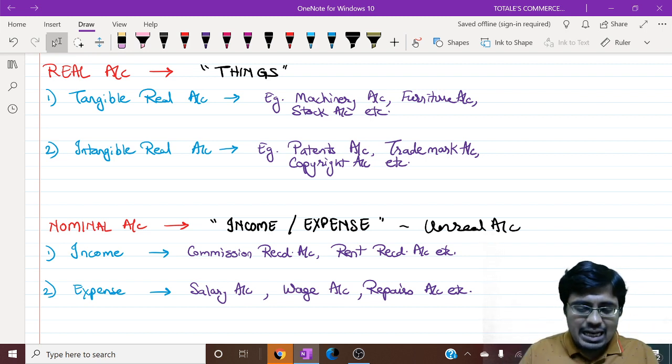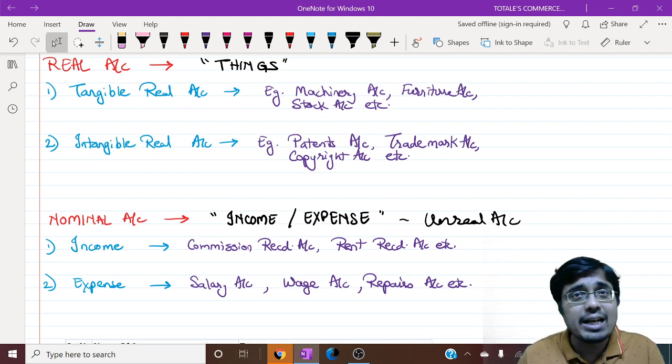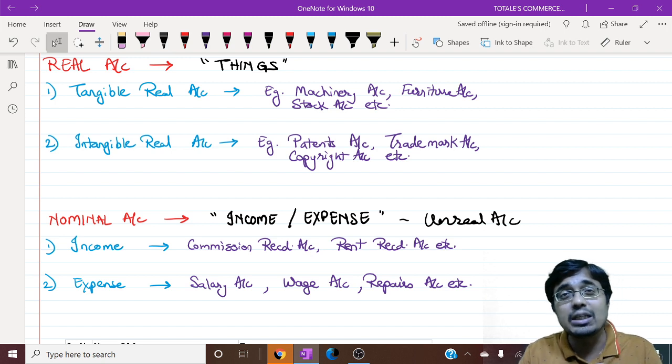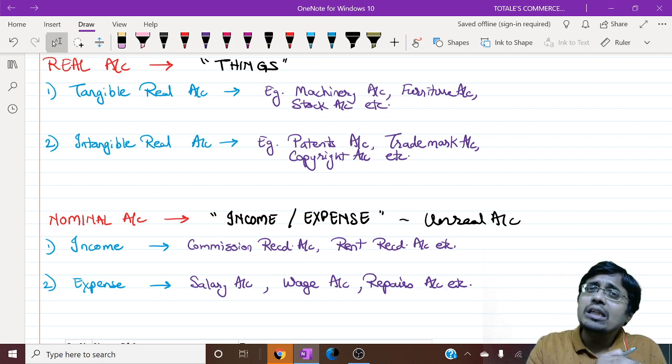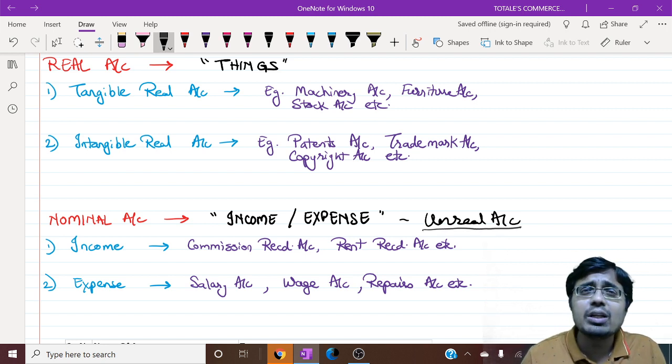And the last type is nominal. Nominal account basically deals with accounts of incomes and expenses. Various kinds of incomes a business earns and various kinds of expenses a business spends. Now these are also called unreal accounts. Nominal accounts are also called unreal accounts.